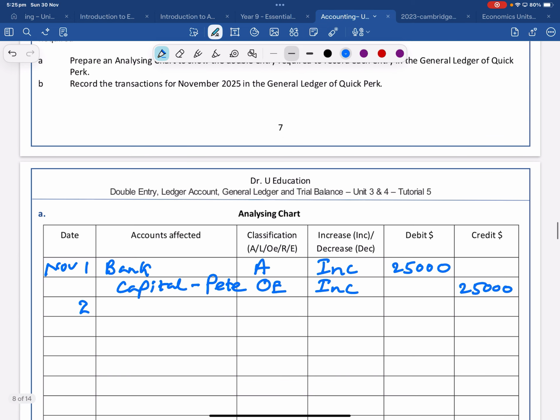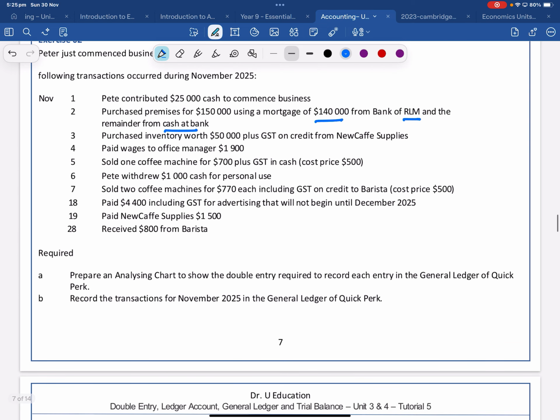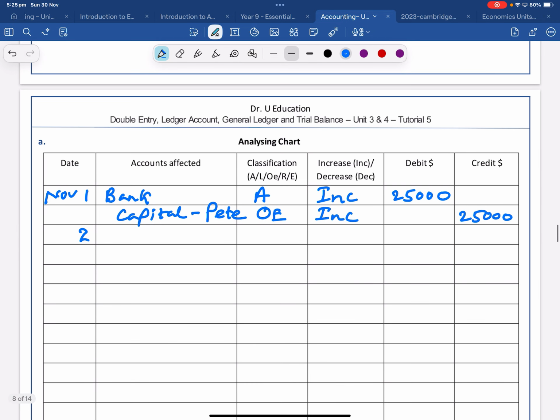Right. Then, guys, second one. What is happening with the second one? Premises increase. Premises increased by how much? 150,000. Debit. Right. Premises, asset, increase, 150,000. Okay. Where do you credit, guys? GST clearing? Bank and loan.